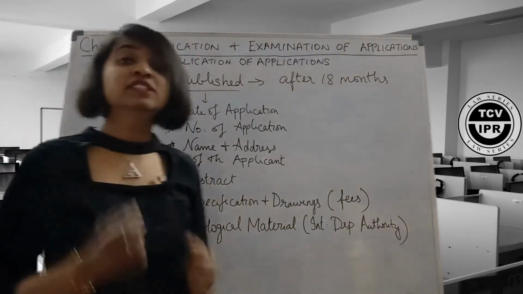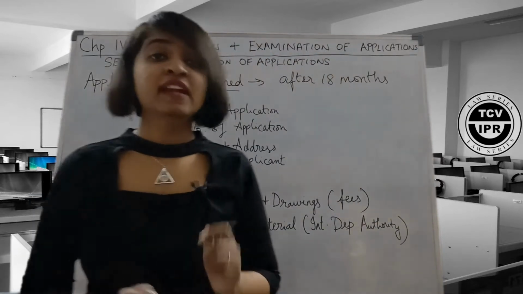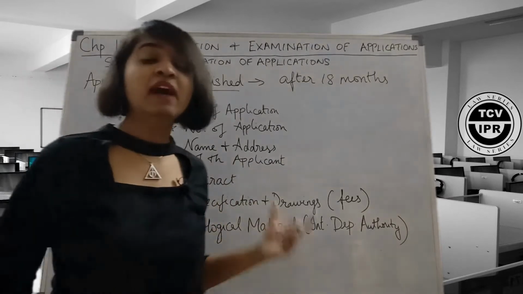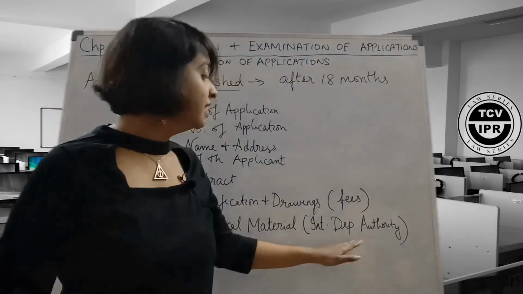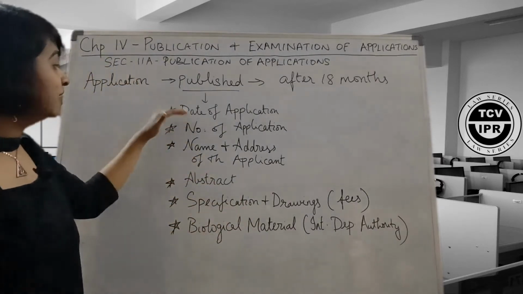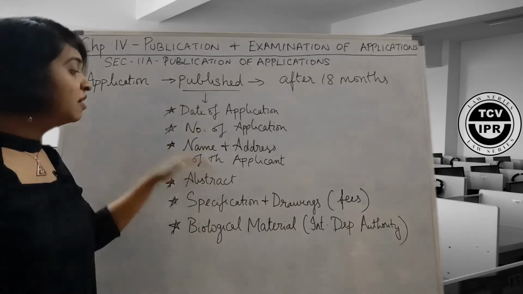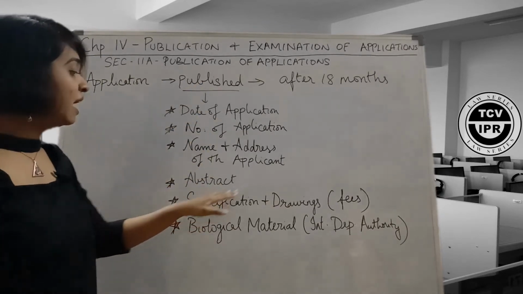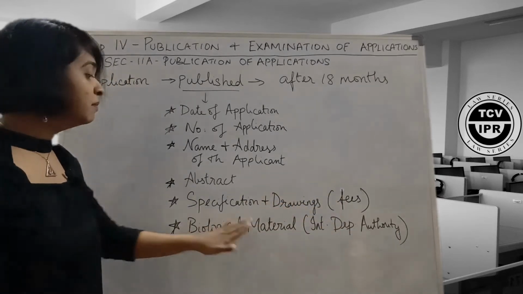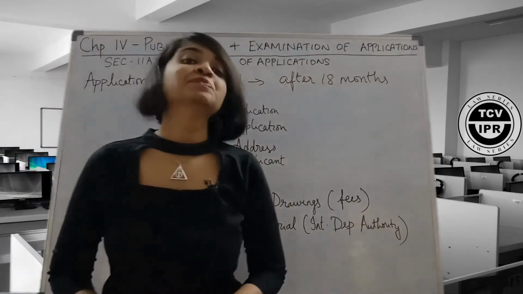And then in case your invention was a biological material, remember I told about the International Depository Authority. That biological material will also be made available to the public by the International Depository Authority. Now here you have to see that the date, the number of the application, name and address, and abstract will be there, whereas specification and drawings will be there only on payment of the prescribed fee, and biological material will be made available by the International Depository Authority.